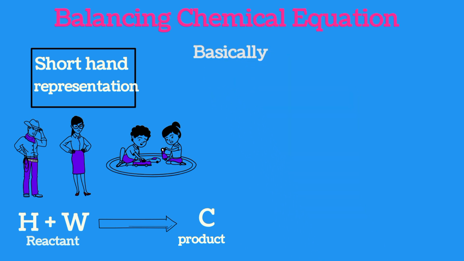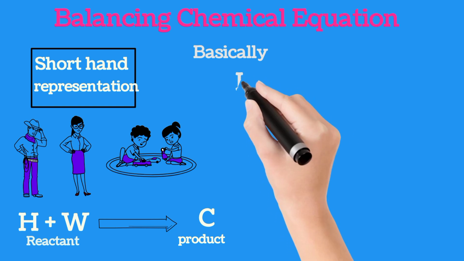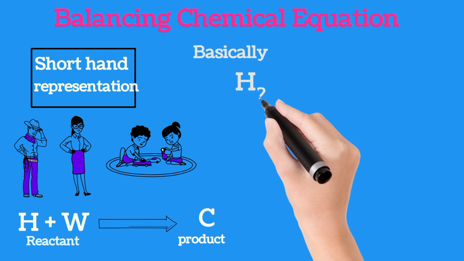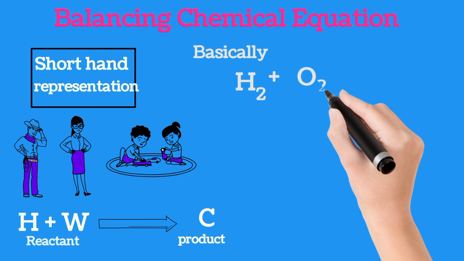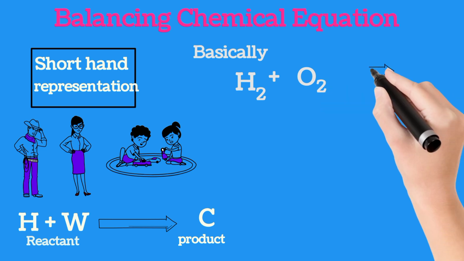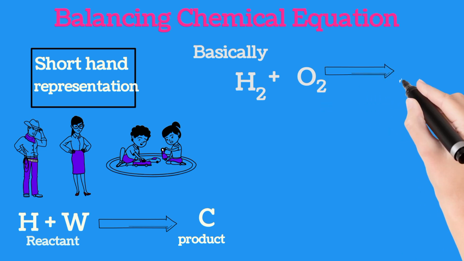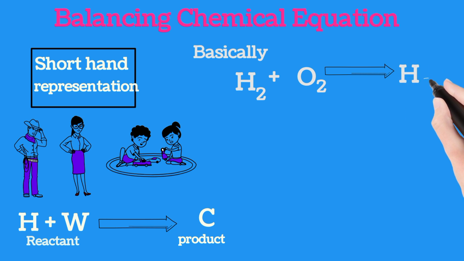Basically, in writing chemical equations, we use the symbol of an element to stand for the name of the element. So if hydrogen reacts with oxygen to form water, we're going to write hydrogen, which exists as the diatomic molecule H2, and oxygen, the diatomic O2, to form water, H2O.